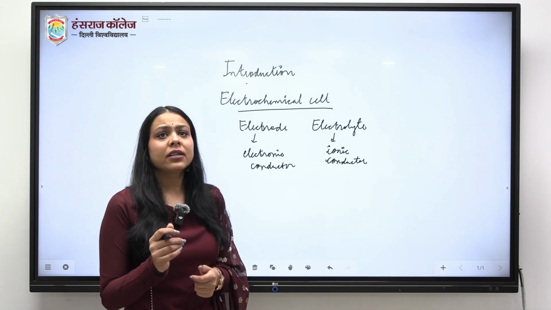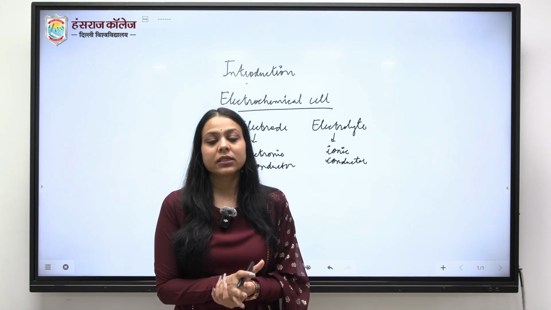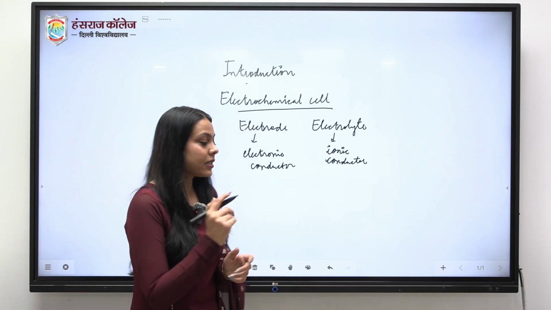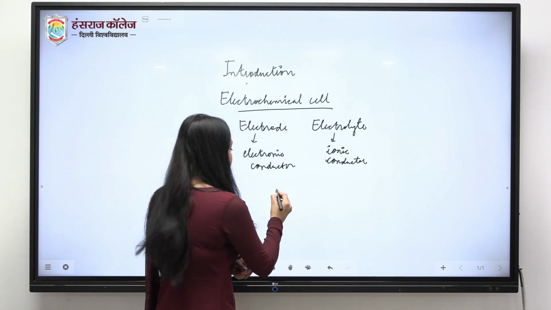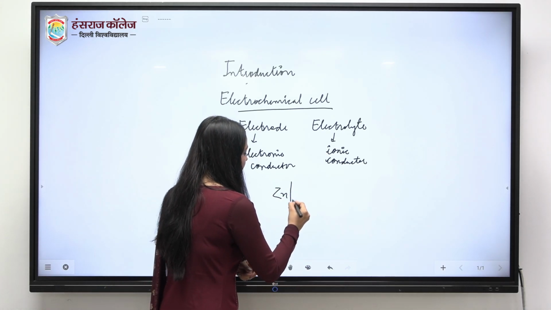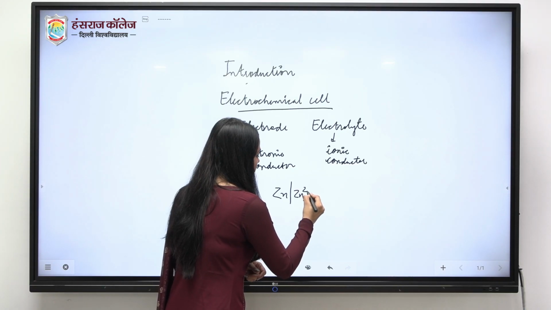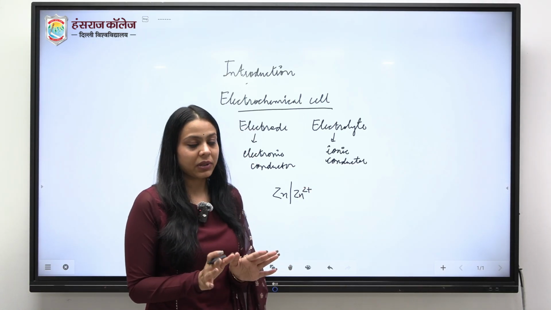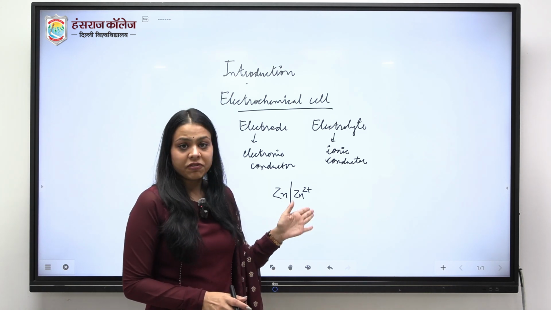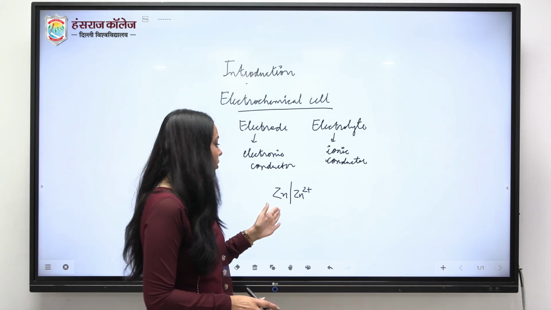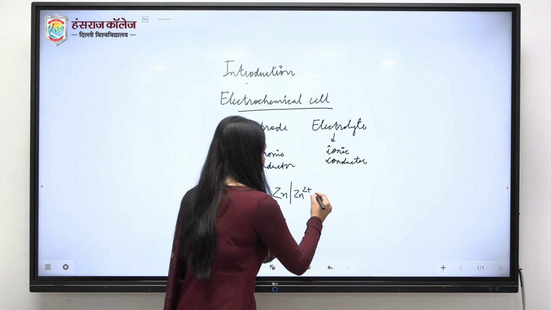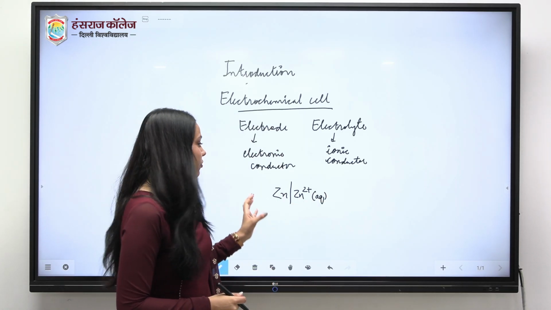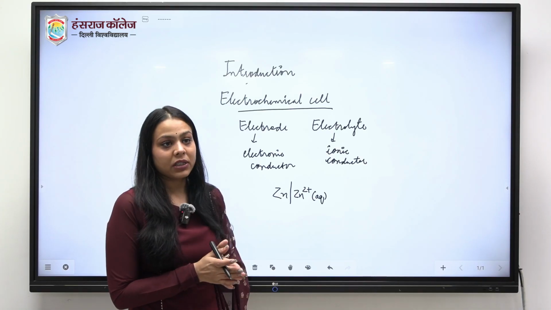Now if we consider a very simple example, let's say the Daniell cell. How do we represent an electrochemical cell? Let's consider that we have a zinc electrode dipped into zinc sulfate solution. In this way we represent a half cell of an electrochemical cell. The slash represents the phase change because zinc is our metal electrode and zinc plus 2 is in solution. We represent it as aqueous solution. So this is the representation of a half cell for an electrochemical cell.